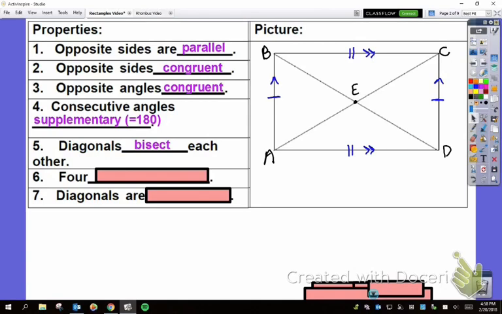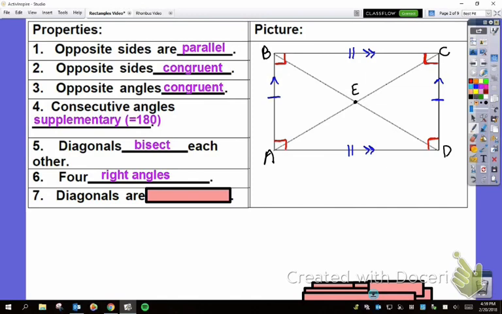So 6 and 7 are our 2 new properties. Number 6 defines how we figure out if it's a rectangle or not. For number 6 we have 4 right angles. We have to have these right angles at every corner for it to be a rectangle. If we don't have those 90 degrees, then it's not a rectangle. So those go in.